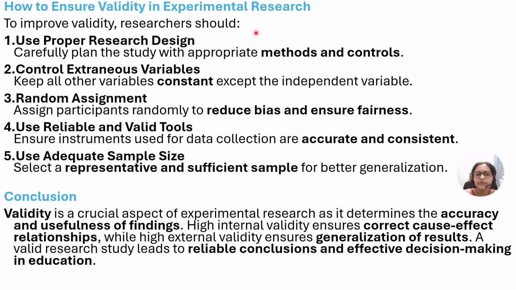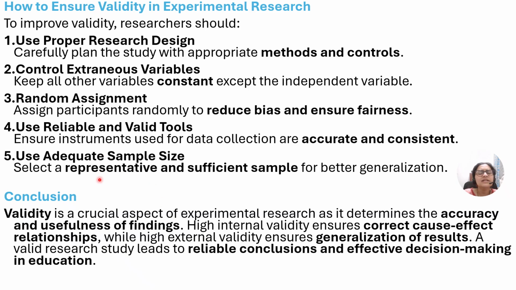How to ensure validity in experimental research? First, use proper research design. Then control the extraneous variables. Then random assignment. So what is random assignment?